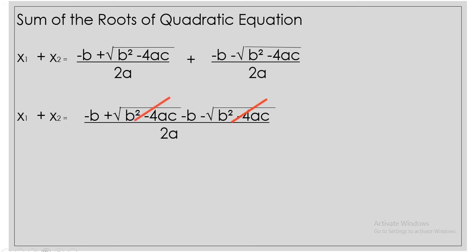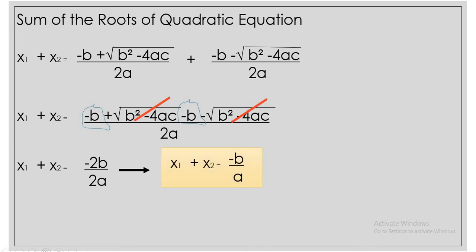Then simplify, cancel. Negative b plus negative b is negative 2b all over 2a. Just copy the denominator. Then your x sub 1 plus x sub 2 will become negative b over a, because 2 over 2 is 1. So this is our final formula when you are getting the sum of the roots: negative b over a.